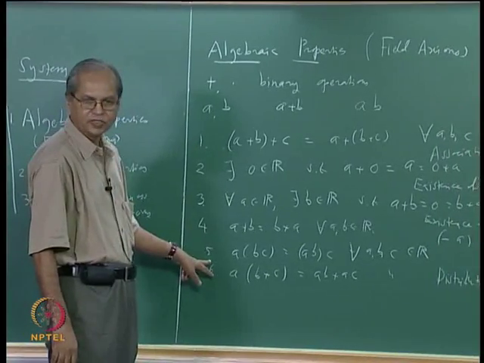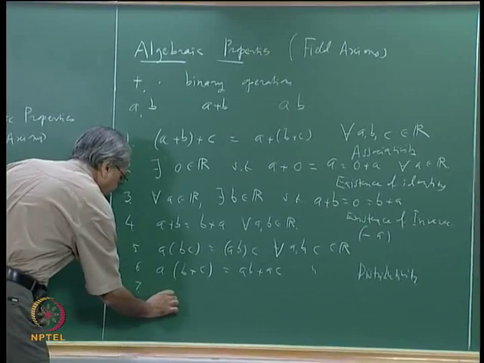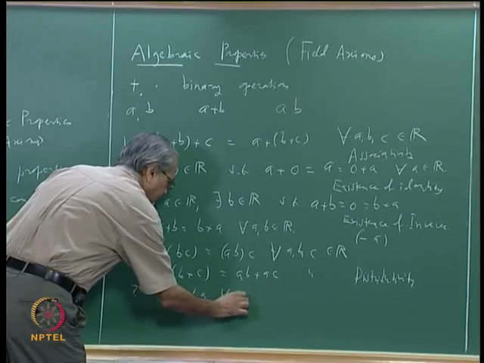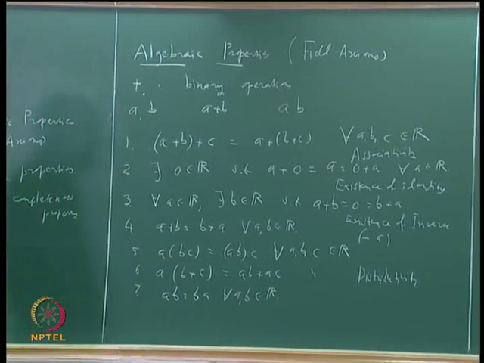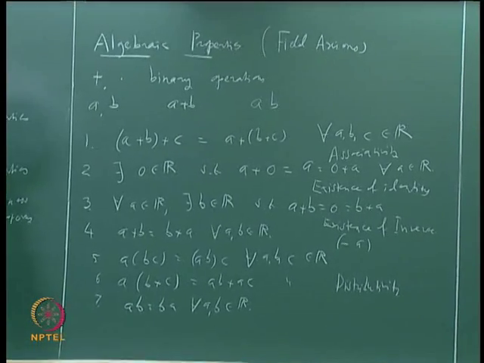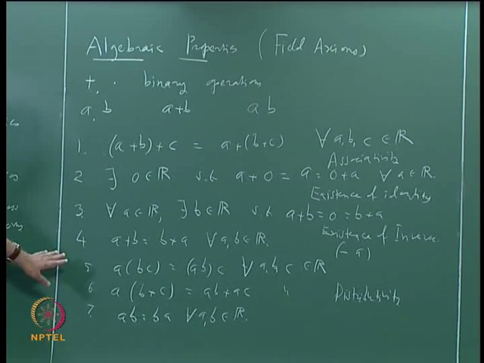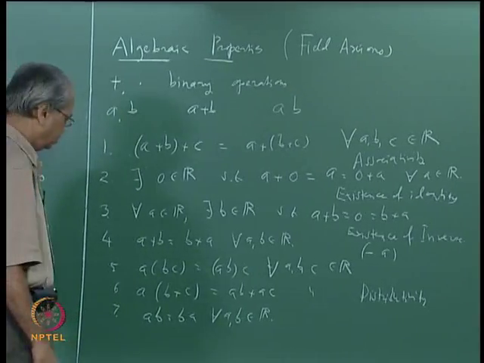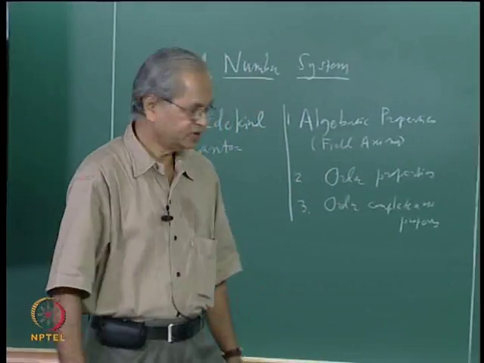That is, the second operation is also commutative. So ab is equal to ba for every a, b in R. Again, this property is also there with Z. Z is also a commutative ring. By the way, not all rings are commutative; there are well known examples of non-commutative rings.